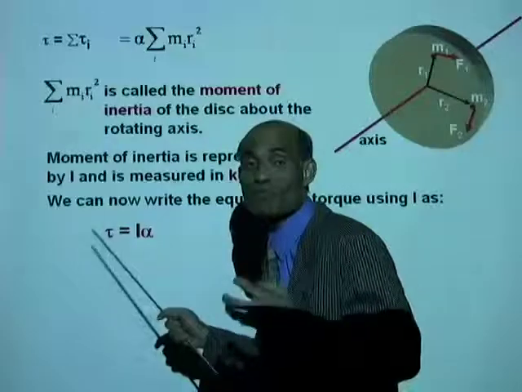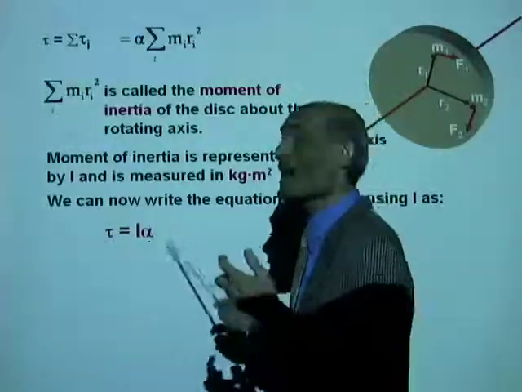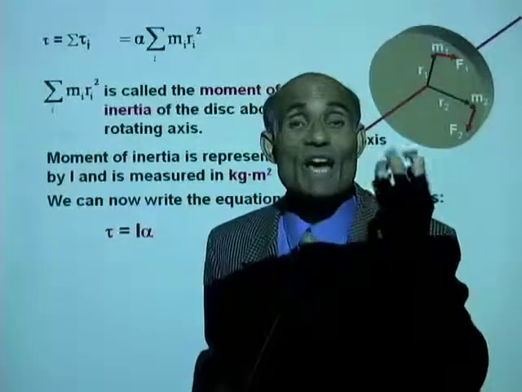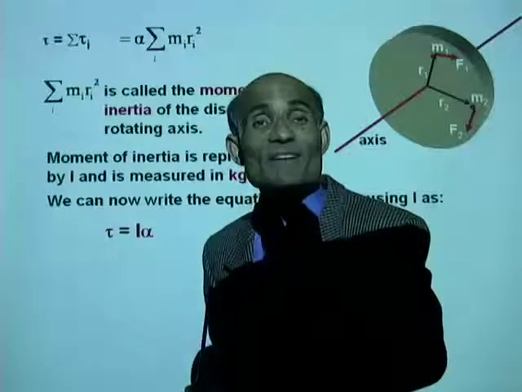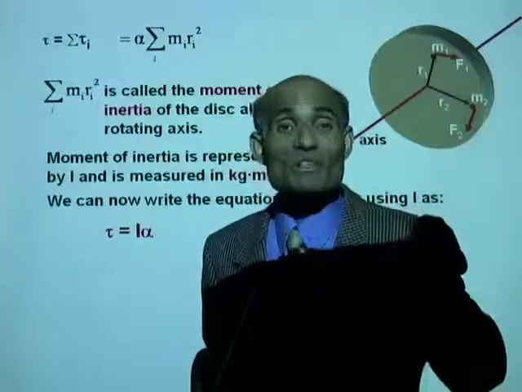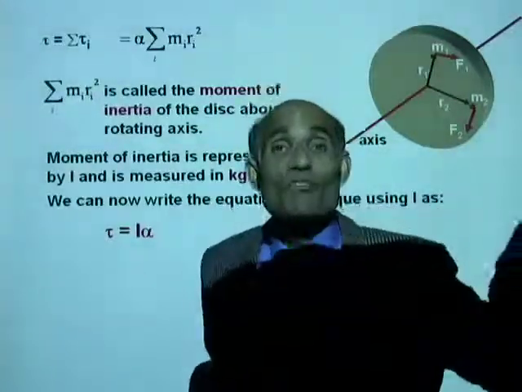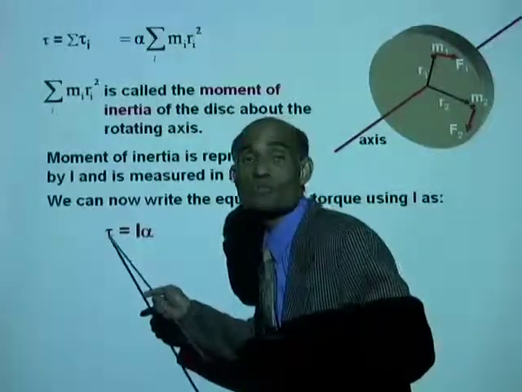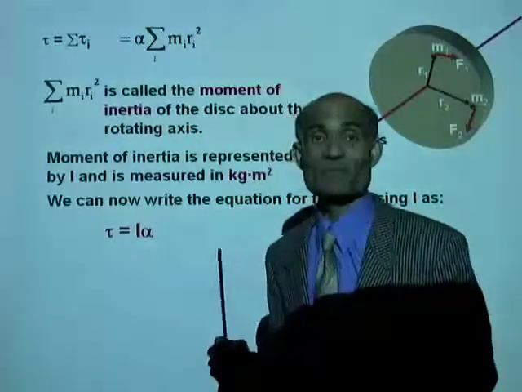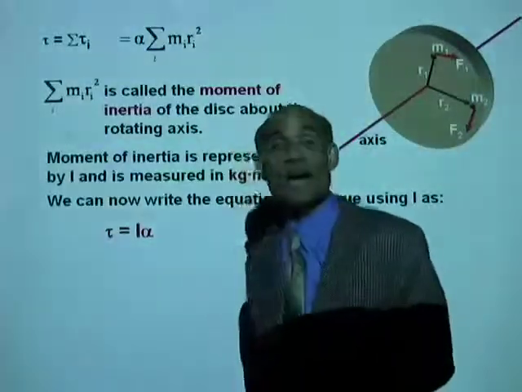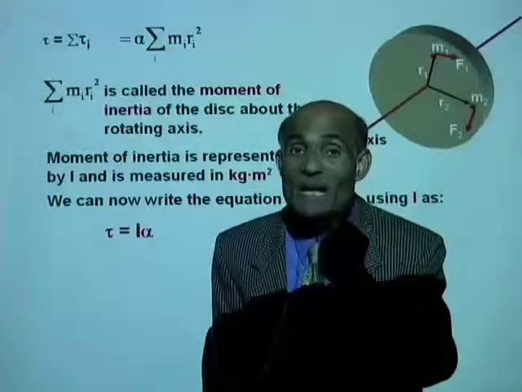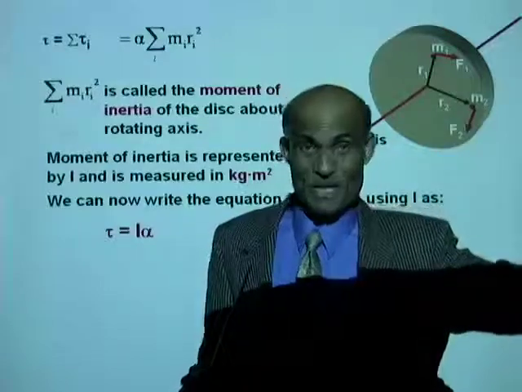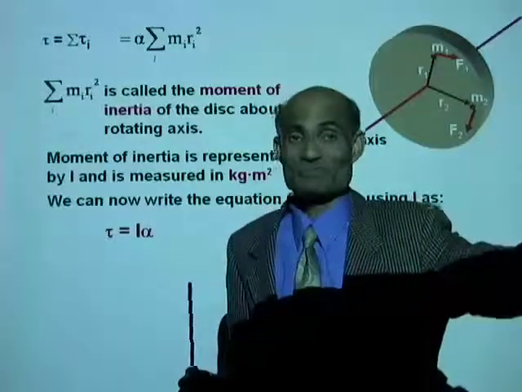Now tell me, what is the corresponding equation in linear motion? This is the rotational motion, tau equal to I alpha. The corresponding equation in linear motion is F equal to ma. You see that? Linear acceleration is produced by a linear force. A rotational acceleration is produced by a torque. So tau equal to I alpha takes the place of F equal to ma in translational motion.